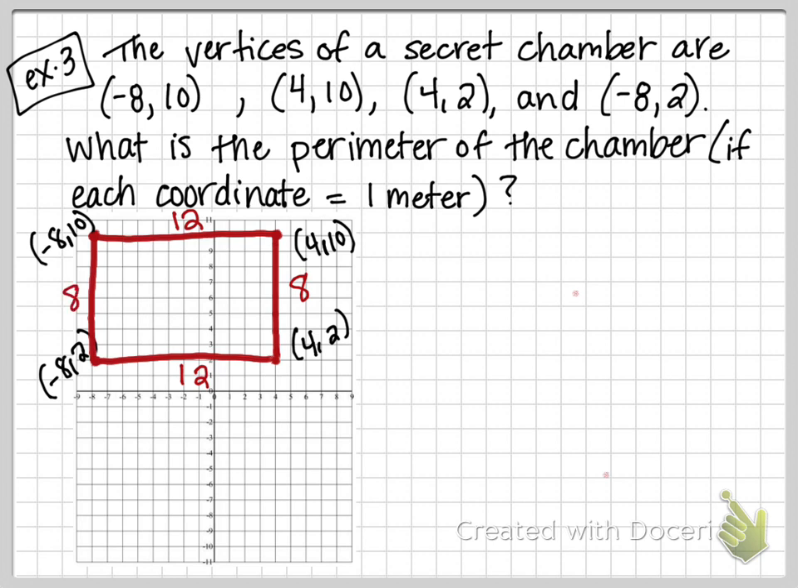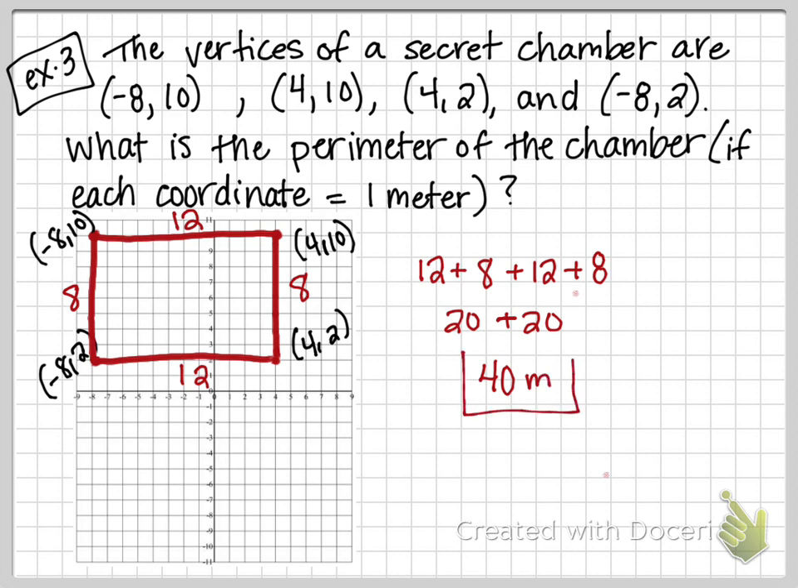To find the perimeter, we add them all together. 12 plus 8 plus 12 plus 8. 12 plus 8 is 20, plus 20. So the perimeter is 40. And it told us they were meters, so we would write that in. 40 meters.